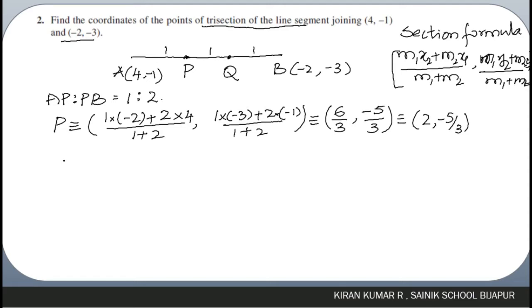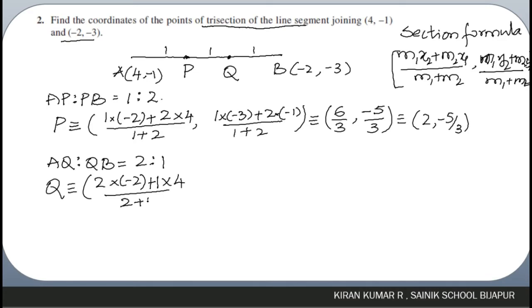In the same way, I need to find the coordinates of point Q. So I have to consider the ratio now. AQ is to QB. This will be 2 is to 1. So let me again make use of the same section formula. It will be 2 multiplied to negative 2 plus 1 multiplied to 4 divided by 2 plus 1, comma, 2 multiplied to negative 3 plus 1 multiplied to negative 1 divided by 2 plus 1.